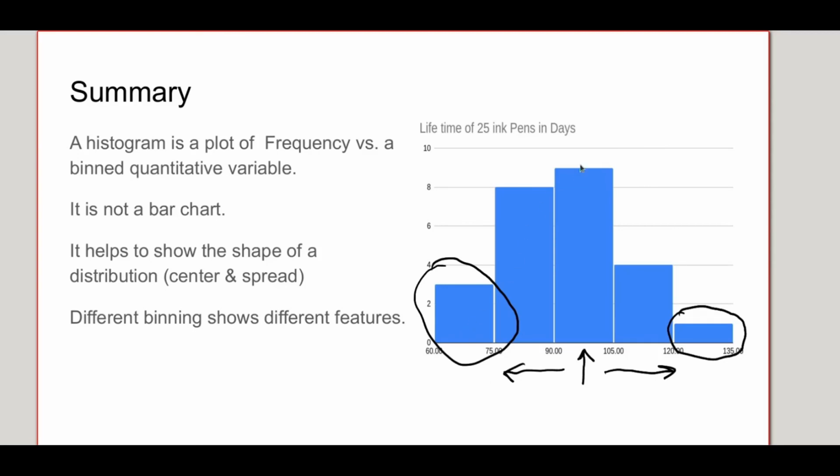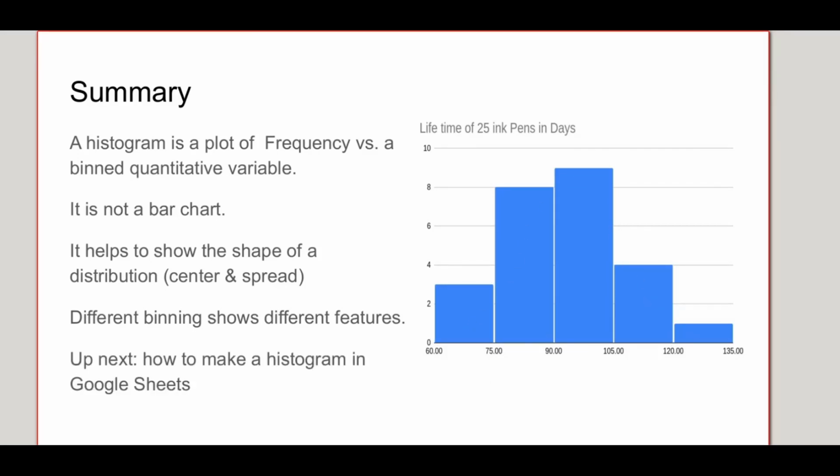quality control processes. Up next, we'll be looking at how to make a histogram in Google Sheets.